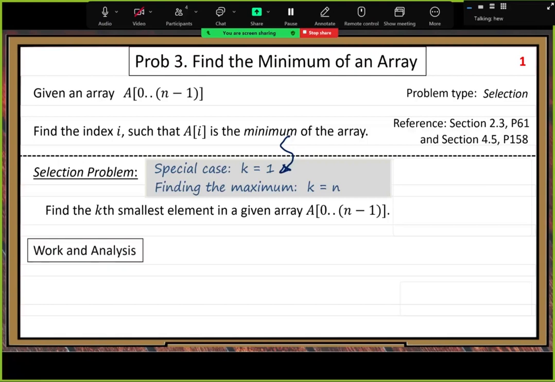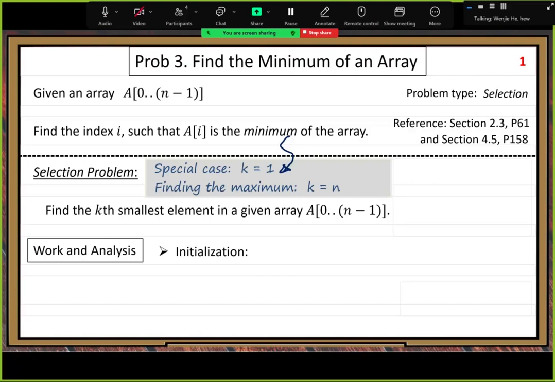So let's do some analysis here. Solving this problem is quite easy. I think everyone here can write a program to find the minimum easily. So finding the solution is not hard. The hard part is the optimality question. So let me quickly go through the solution, then we discuss the optimality.